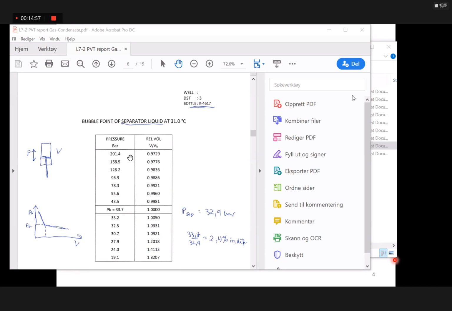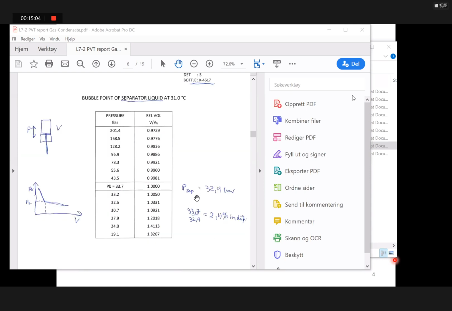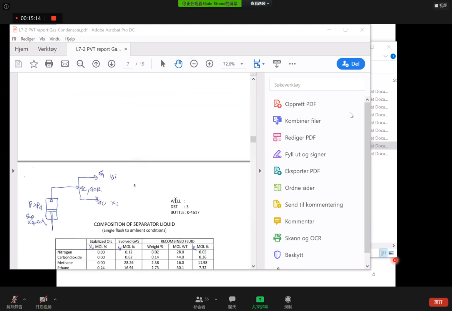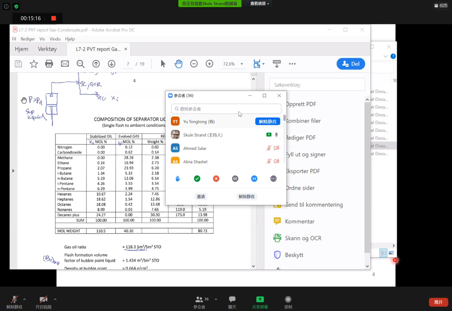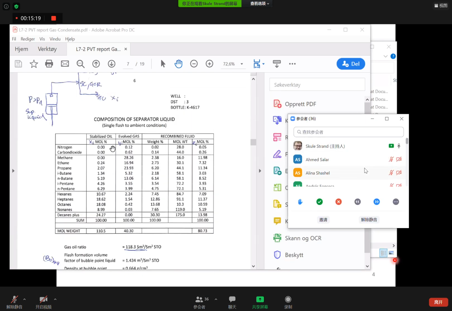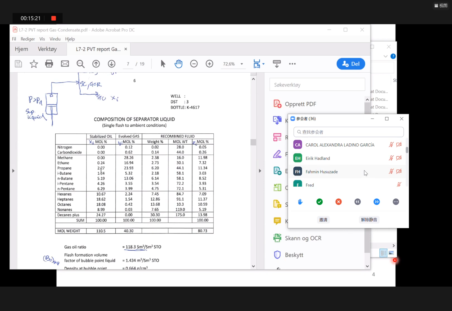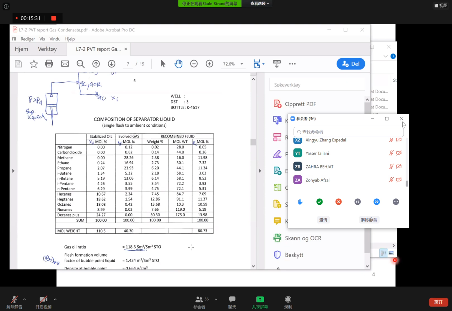We did a bubble point evaluation of the separator liquid, and it fits quite well with the separator pressure, confirming that most likely it's a correct sampling of the fluid. Then there was a single flash of the separator liquid to standard conditions to do a chemical analysis of the stabilized oil and the evolved gas from the separator liquid. And we recombined it according to the GOR measured during the flash.